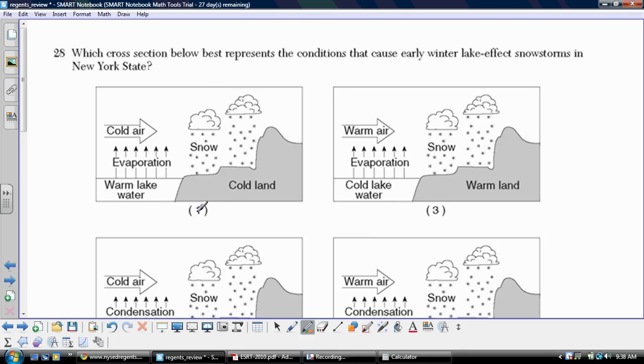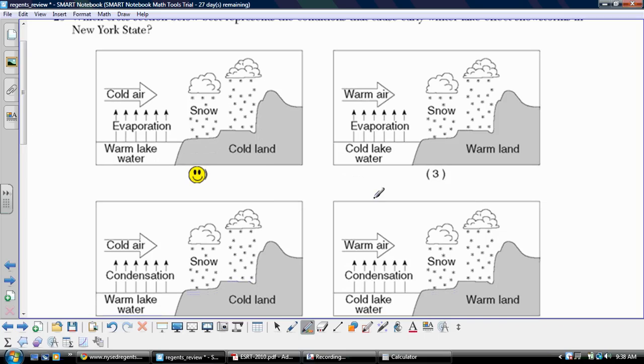Fantastic. And so that is all in a line here. And just looking at the other ones, we got warm air, so we know that's not what's coming out of Canada at that time of year. This one is all right, except for one thing. It has the cold air, it's got the warm water, and it's got the cold land. But it says that there's condensation taking place up off the lake instead of evaporation. So that's what sets one apart from answer choice two.